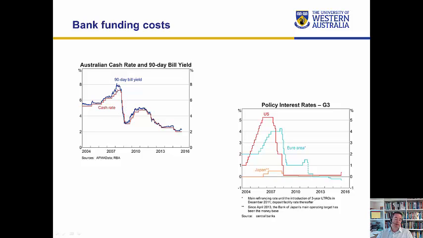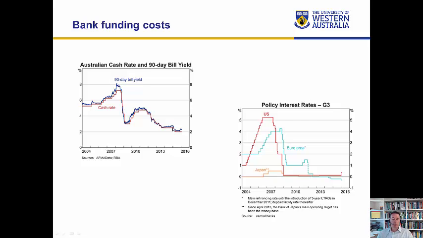And the 90-day bill rate is the interest rate that banks are paying on borrowing money for 90 days using a particular debt instrument called bank bills. It's the same with the 30-day bank bill interest rate and the 180-day bank bill interest rate, which we'll see a little bit later. Those interest rates move incredibly closely with the cash rate.